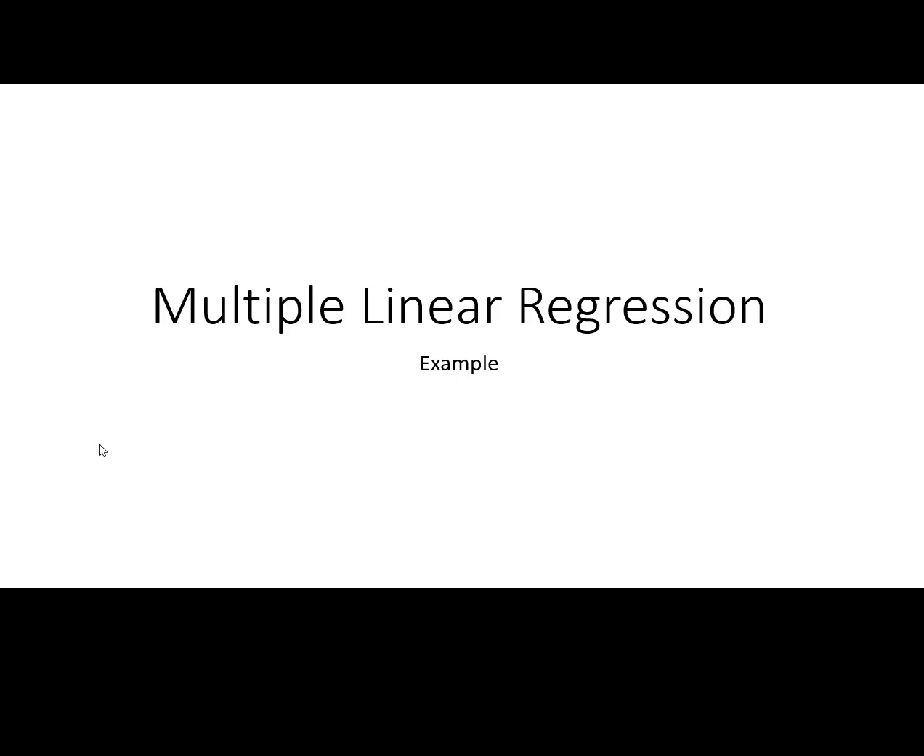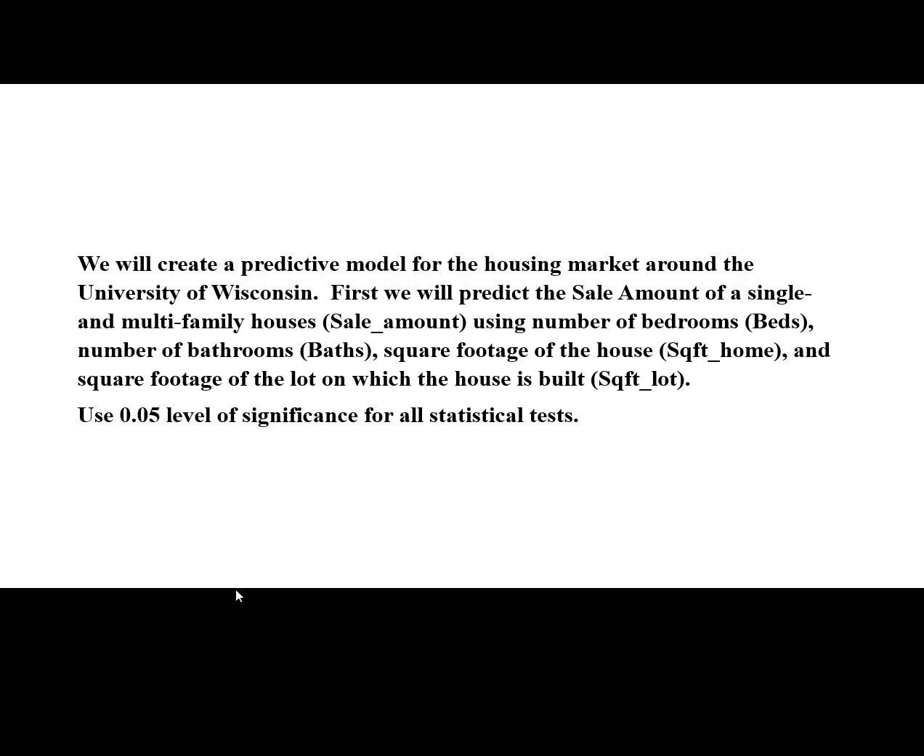Okay, so we're going to do a multiple linear regression. I'm going to walk you through an example, and I'm going to go back and forth between SPSS and the PowerPoint. We're going to create a predictive model for the housing market around the University of Wisconsin. First, we're going to predict the sale amount of single and multifamily houses. So our dependent variable will be called sale amount.